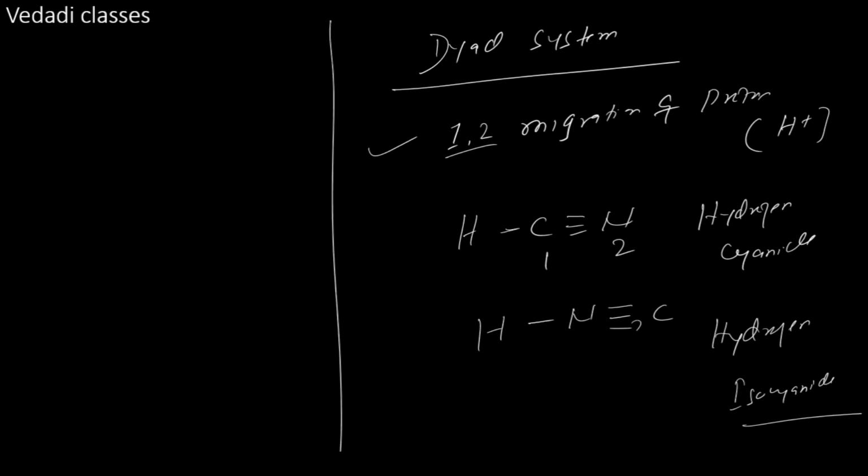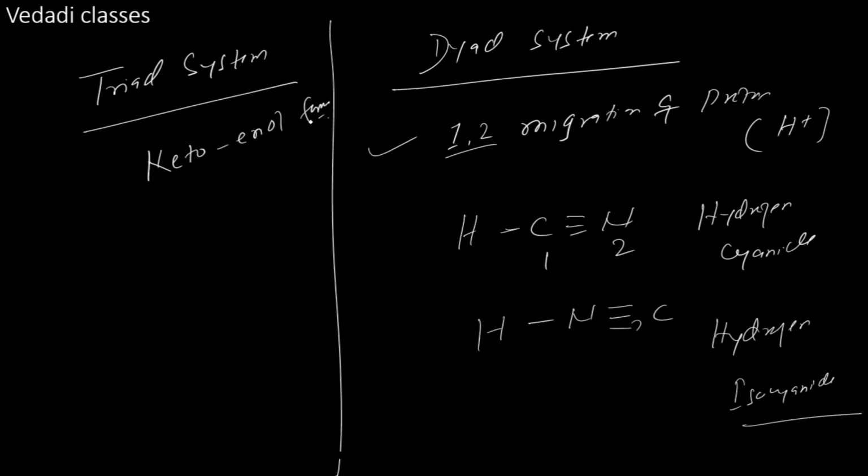In the triad system, what happens? In the triad system, basically 1,3 migration takes place, and this also takes place between polyvalent atoms. I can give you the example. Basically, this is the keto-enol form, a very simple example of the keto-enol form. What is the keto or what is the enol form?